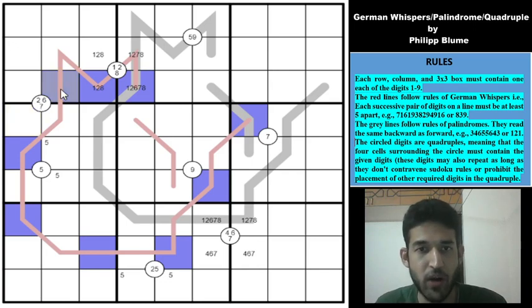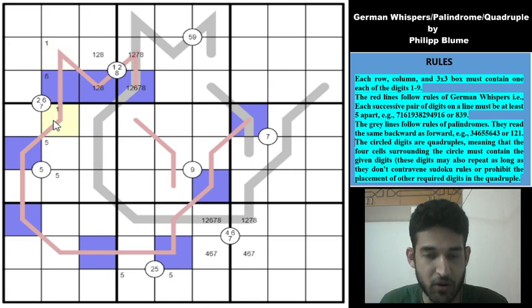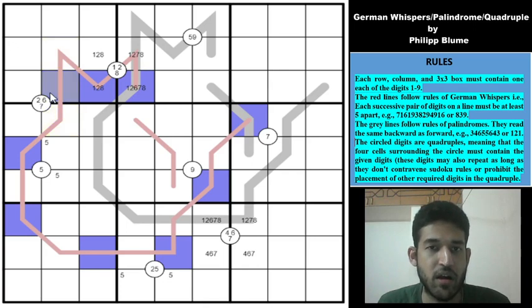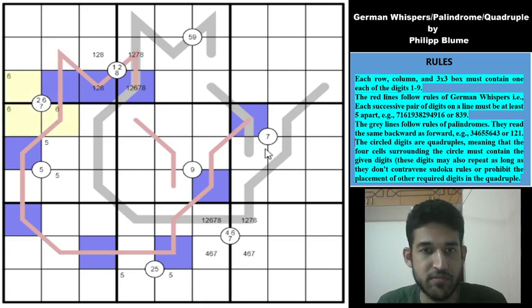Okay, so what I am getting here is that I can eliminate 6 from this cell. If I have a 6 here, then both of these cells must contain a 1, so that the German whisper rule holds good. So 6 is not possible here. So 6 is in these 3 cells. Can I have a 2 here?